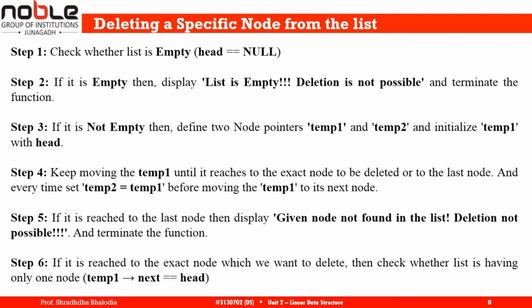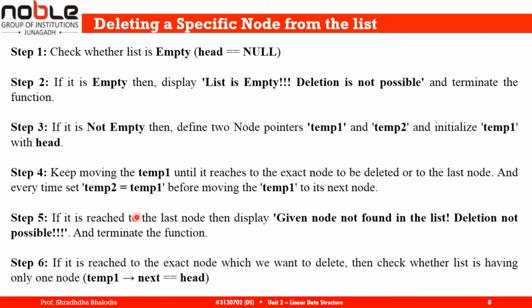So the first condition is common, as we previously discussed. Check whether the list is empty by using the condition head is equal to null. If it is empty, then deletion is not possible. If it is not empty, then define temporary 1 and 2 and initialize them with head. Keep moving temporary 1 until it reaches the exact node to be deleted or the last node. And every time set temporary 2 equal to temporary 1 before moving temporary 1 to its next node.